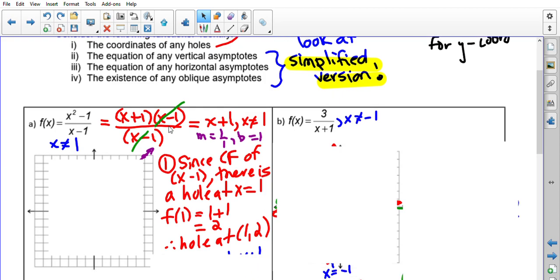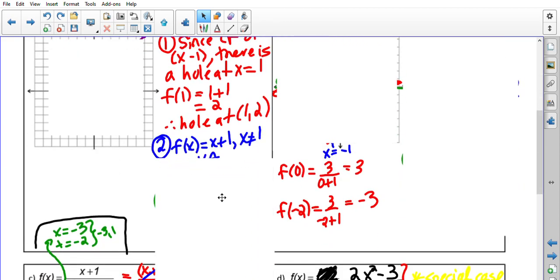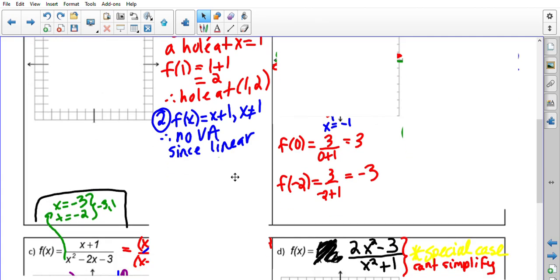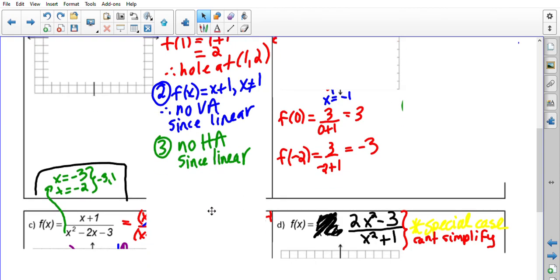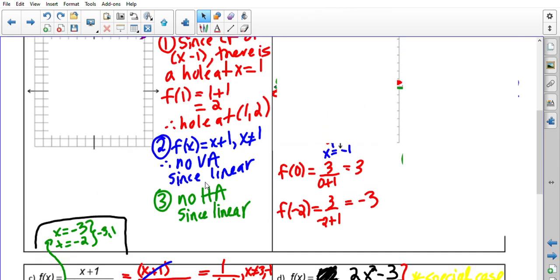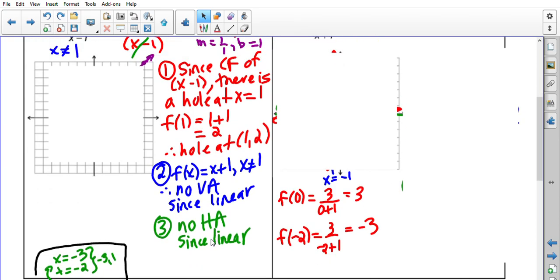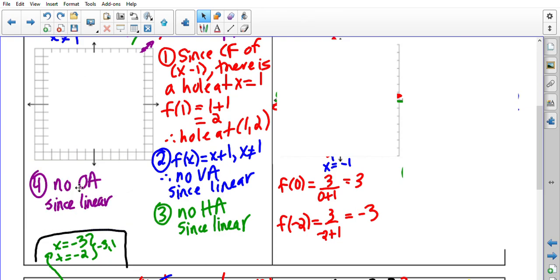Part 2 is asking the equation of any vertical asymptotes. Because our final function, when it's simplified, is x plus 1, that means there's nothing left in the denominator that can equal 0. So that means there's no vertical asymptotes because the simplified version is linear. Part 3, there is no horizontal asymptote, again, because the simplified version was linear. And there is also no oblique asymptote as well, again because the simplified version was linear. So there wasn't anything to compare with the numerator being top and bottom.